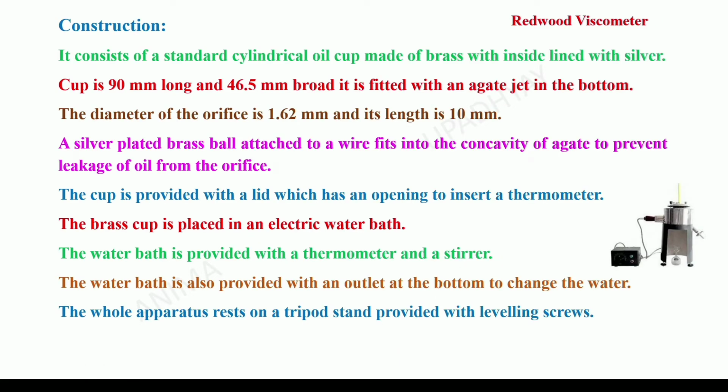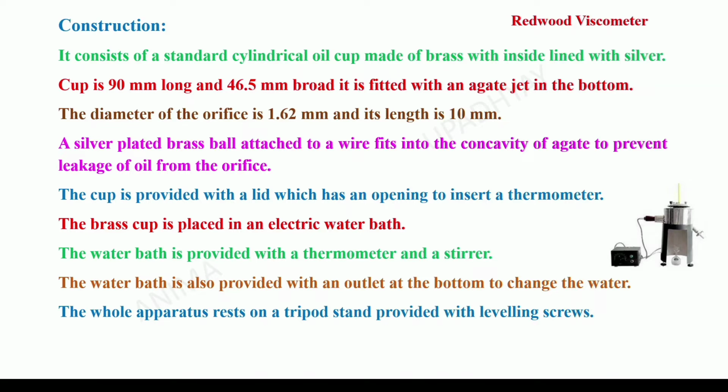So let us see the construction in detail, which I have given for your better understanding. Here I have described that it consists of a standard cylindrical oil cup made of brass, which I have already explained in the figure, lined inside with silver. The cup is 90 millimeters long, 46.5 millimeters broad, provided with an agate jet in the bottom. The diameter of the orifice is around 1.62 millimeters, and the jet is around 10 millimeters in length. A silver plated brass ball attached with a wire fits into the concavity of the agate to prevent the leakage of the oil from the orifice.